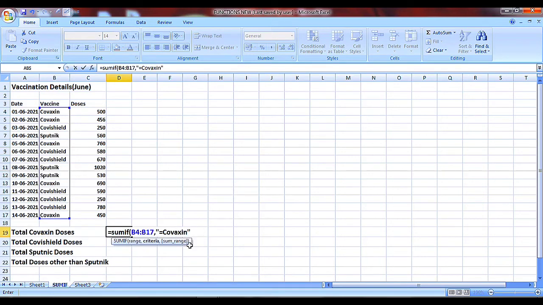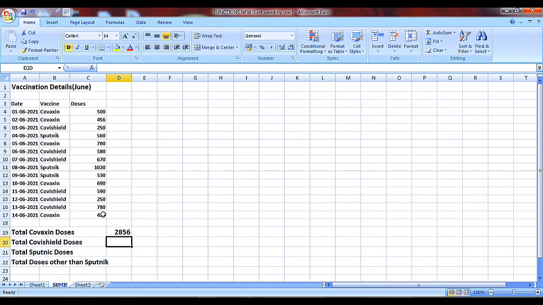The condition should be written inside double quotes. Next, the third argument, therefore comma, then sum_range. If the type of vaccine is Covaxin, then we have to add doses. Therefore sum_range is the range containing doses. Now press the enter key. This is how to find total Covaxin doses.